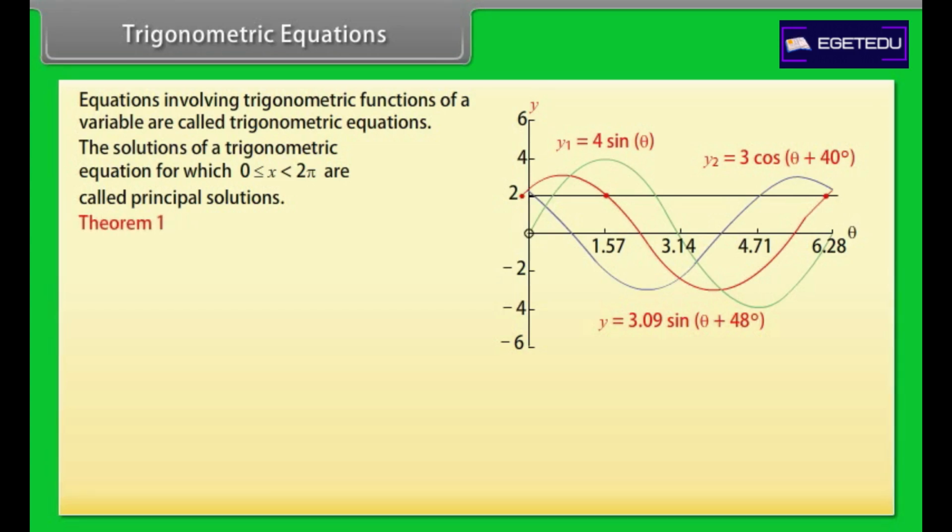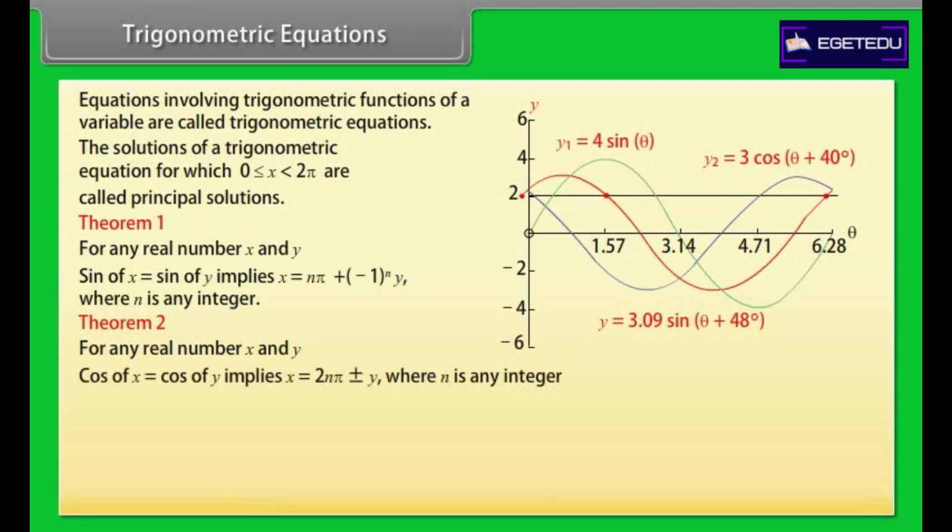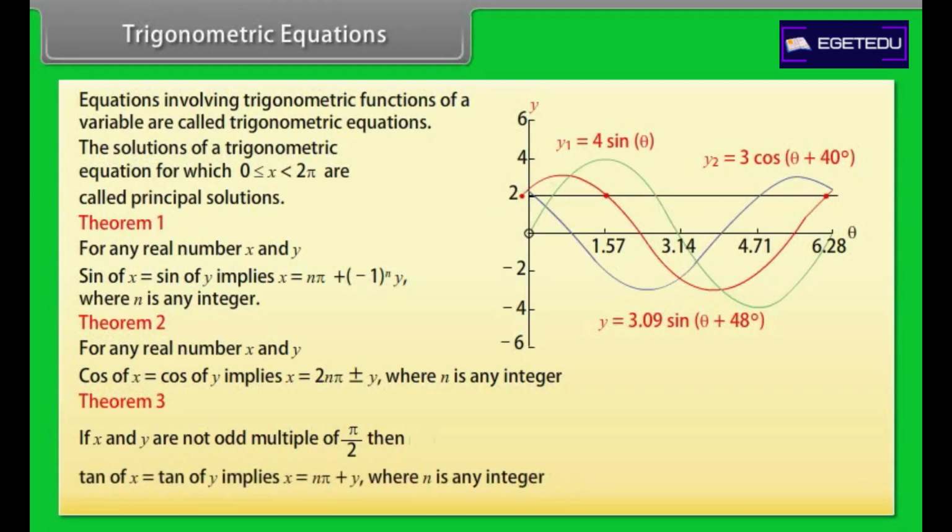Theorem 1. For any real numbers x and y, sine of x is equal to sine of y implies x is equal to n pi plus minus 1 raised to the power n y, where n is any integer. Theorem 2. For any real numbers x and y, cos of x is equal to cos of y implies x is equal to 2n pi plus minus y, where n is any integer. Theorem 3. If x and y are not odd multiples of pi by 2, then tan of x is equal to tan of y implies x is equal to n pi plus y, where n is any integer.